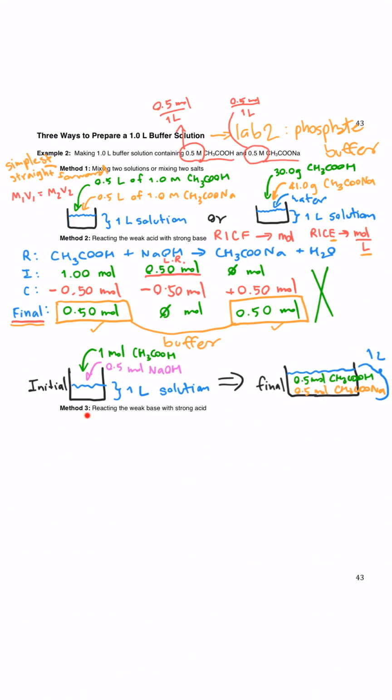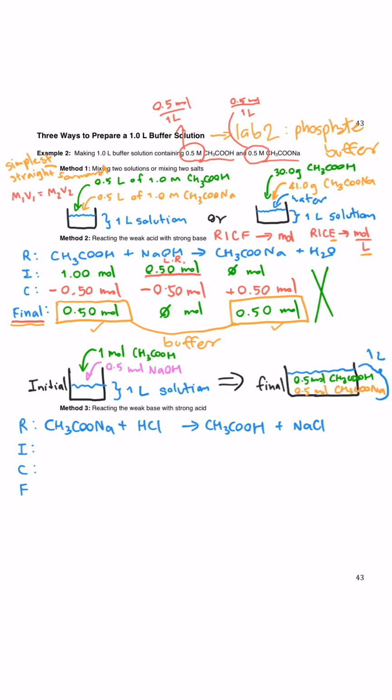Method 3 is very similar to method 2, except we are going to react a weak base with a strong acid. Set up RICF for the neutralization reaction because at the end, one of the species will be all consumed. It will not be at equilibrium. In this case, we are going to react the weak base, sodium acetate, with the strong acid, hydrochloric acid. When the weak base accepts a proton from hydrochloric acid, it will become its conjugate weak acid, acetic acid. Another species that will be produced is a salt, sodium chloride.